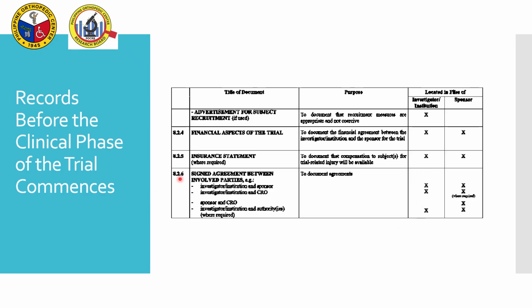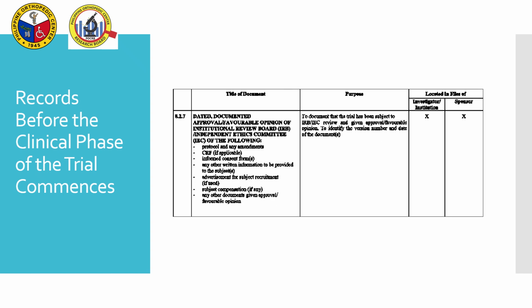The signed agreements between the involved parties include contracts between the investigator and the sponsor, the investigator and a CRO or contract research organization, the sponsor and a CRO, and the investigator and regulatory authorities. These signed documents serve as formal proof of the agreed upon responsibilities and must be filed by both the institution and the sponsor to ensure accountability throughout the study.